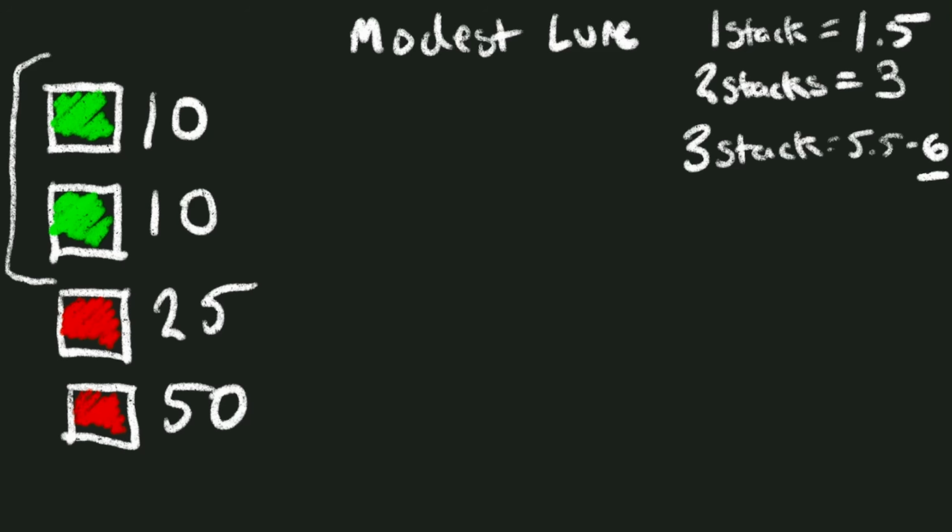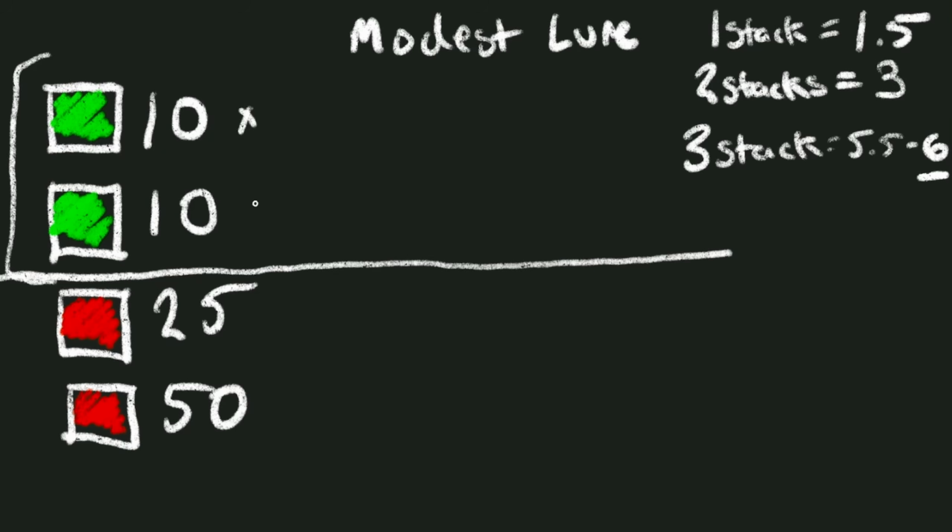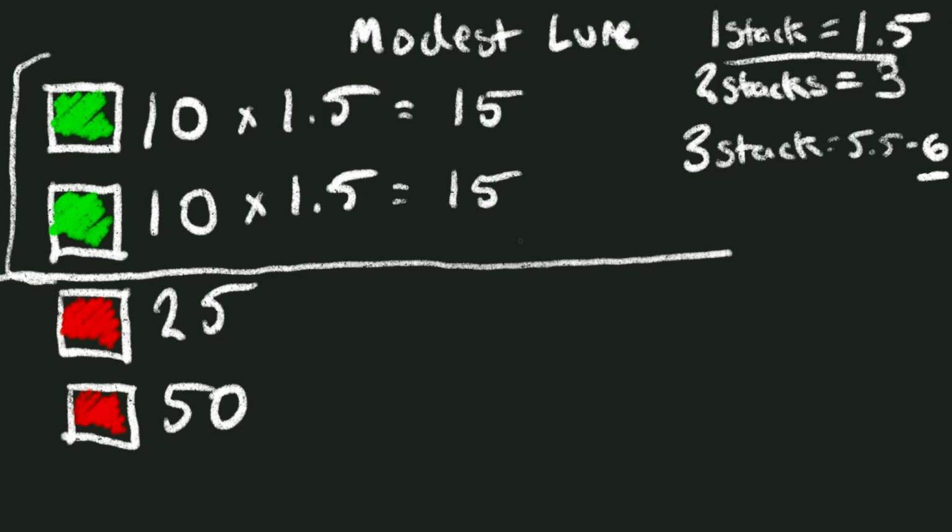So, if you are using modest lure and you have one stack, it's going to take the weight and multiply it by the modifier for one stack, which is 1.5. It's not going to multiply the modifier for the powerful hook set fish because it doesn't impact those at all. It doesn't matter. So these end up becoming new weights of 15 each, while the powerful hook sets still have weights of 25 and 50.